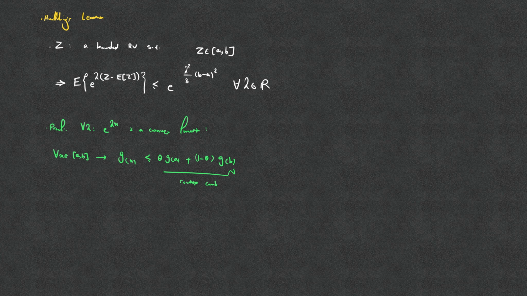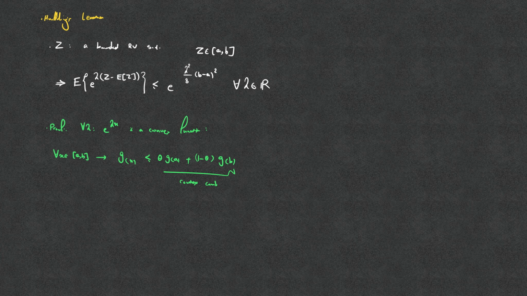Now let us first prove the Hoeffding lemma, which means that if Z is a bounded random variable such that Z belongs to the closed span of a and b, then we want to show that this is a result of the lemma: for any lambda, which is a real number, this inequality holds, meaning that the expected value of exp of lambda times (Z minus E[Z]) is less than or equal to e to the power of lambda squared divided by 8 times (b minus a) to the power of 2.